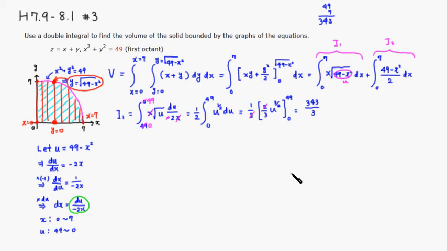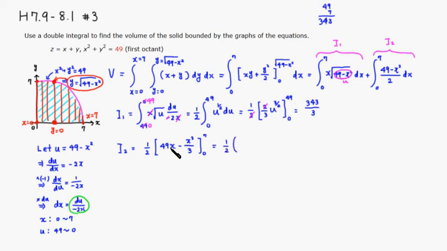All right, let's compute I2. So I2 is going to be, 1/2 is just a constant, I'll just put it outside. The antiderivative of 49 is 49x. The antiderivative of negative x squared would be negative x cubed over 3, right? Then you're going from, in this case, 0 to 7, right?